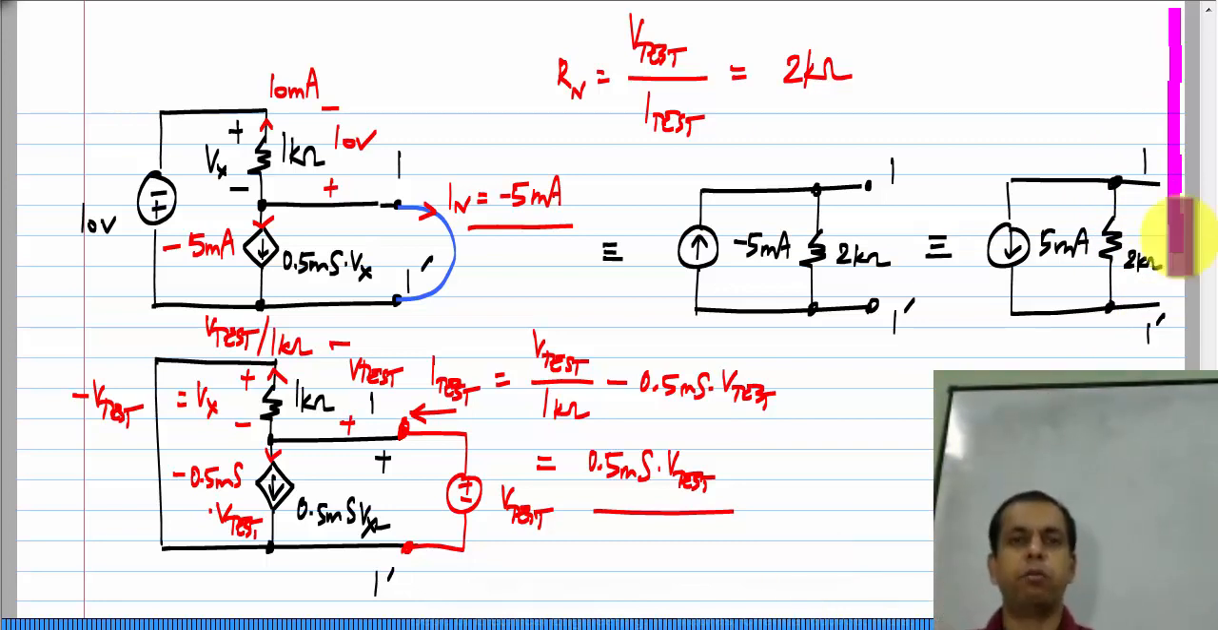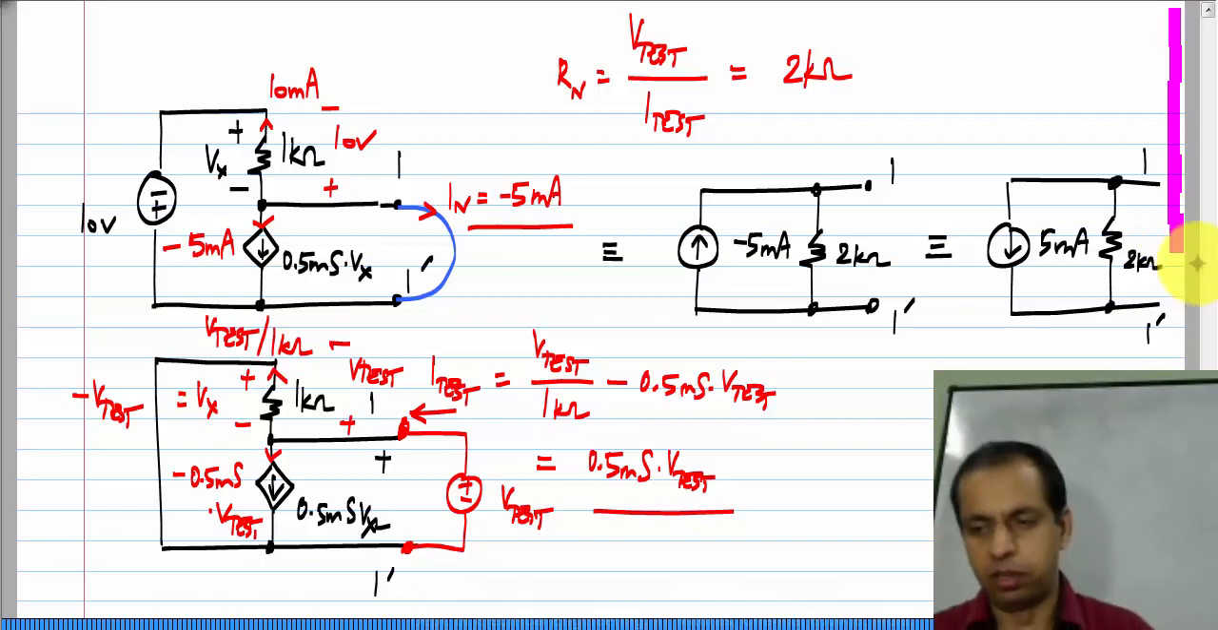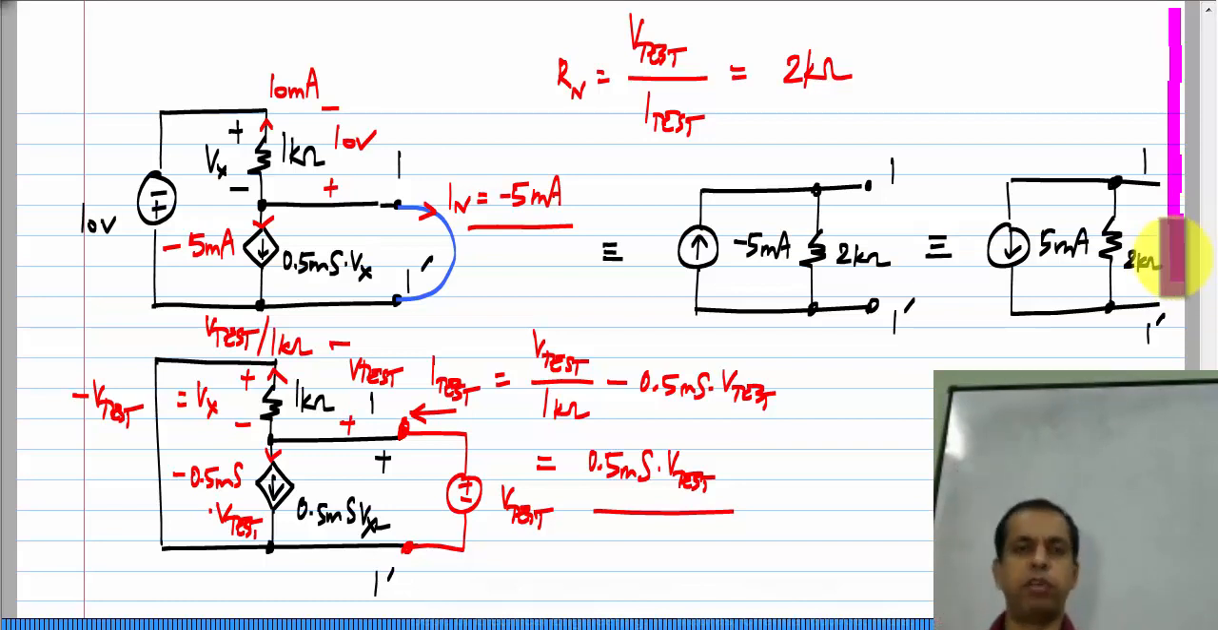Again, what I want to emphasize here is that the method of finding the equivalent is always the same. You form a short circuit between the terminals 1 and 1 prime, find the short circuit current in the right direction, and then you deactivate all the independent sources in the circuit. The dependent sources remain what they are with their controlling quantities also as they should be, and you find the resistance looking back into the two terminals. That gives you the Norton resistance.